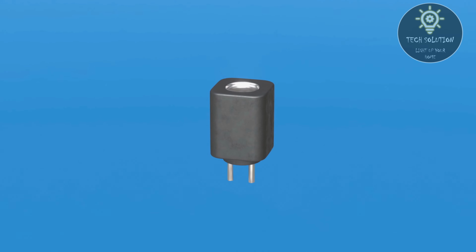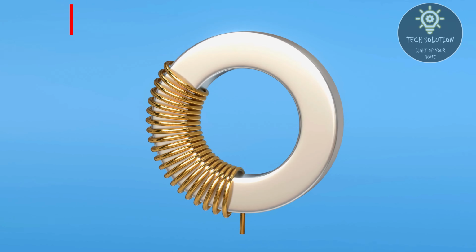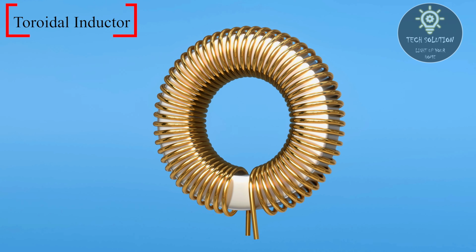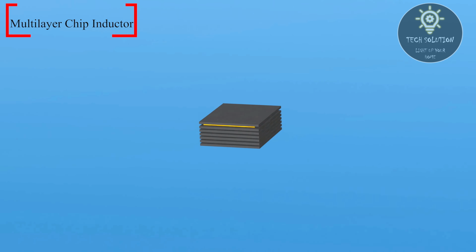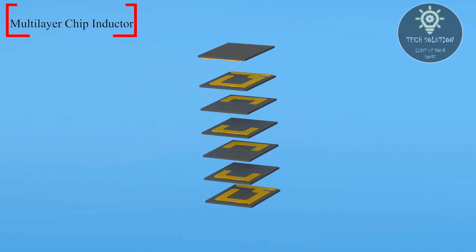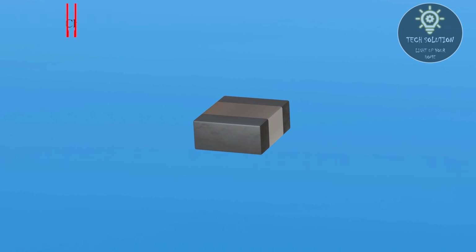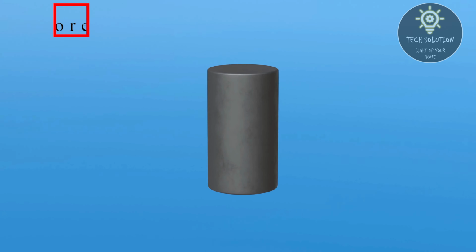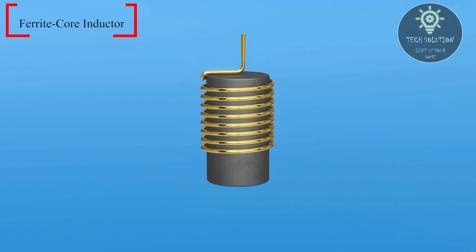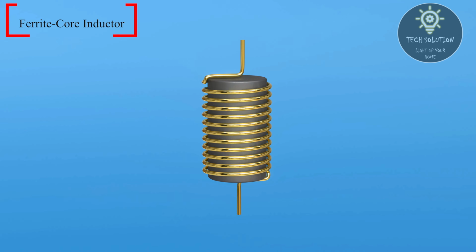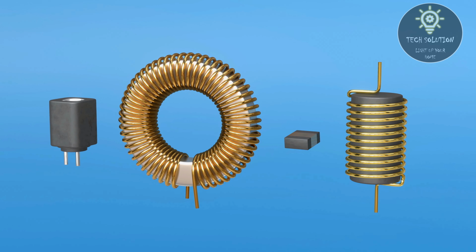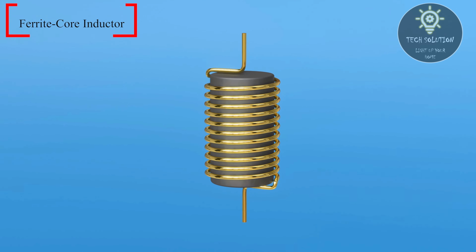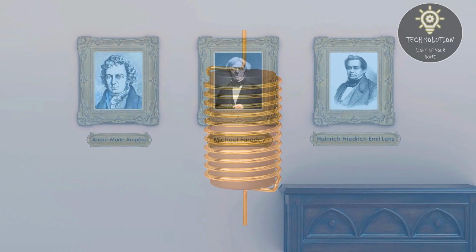Inductors come in different shapes and sizes, like the toroidal inductor, a donut-shaped core with a wrapped coil; the multi-layer chip inductor, multiple layers of coiled conductive traces on a ceramic substrate; and the ferrite core inductor, manufactured with a ferrite core inside the coil. Though there are many types, we'll focus on the ferrite core inductor to understand its working.